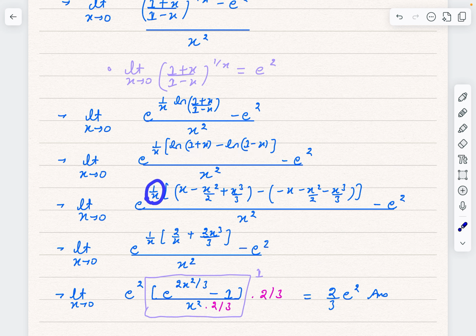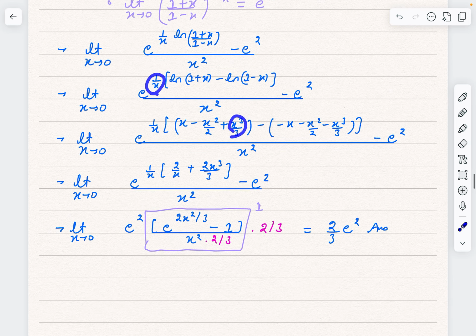Now 1 by x outside, expand ln(1 plus x), expand ln(1 minus x), and subtract them. Again, expand up to x cube only because 1 by x is outside. So x minus x square by 2 plus x cube by 3 minus x square by 2 minus x cube by 3. And all this, you get 2 by x plus 2x cube by 3. So this x gets cancelled out.